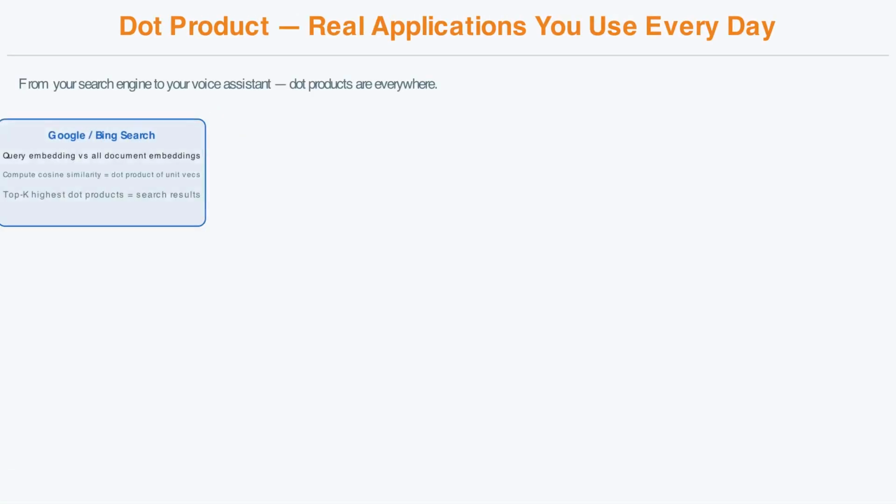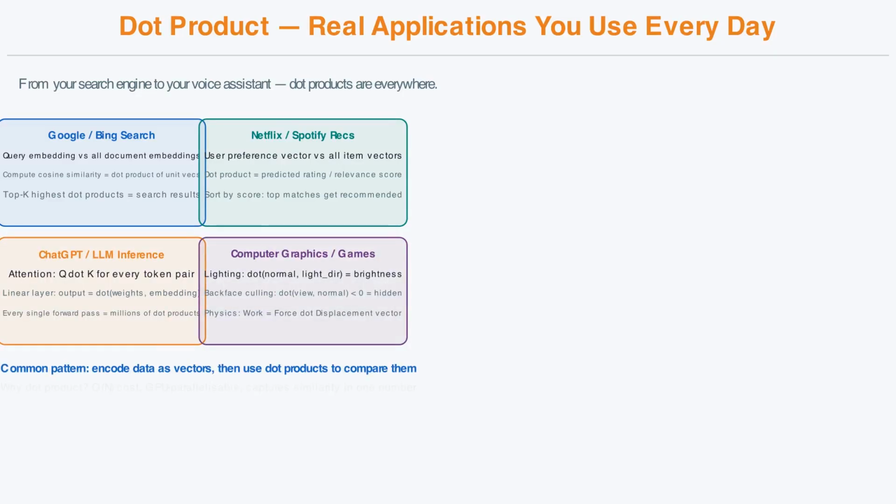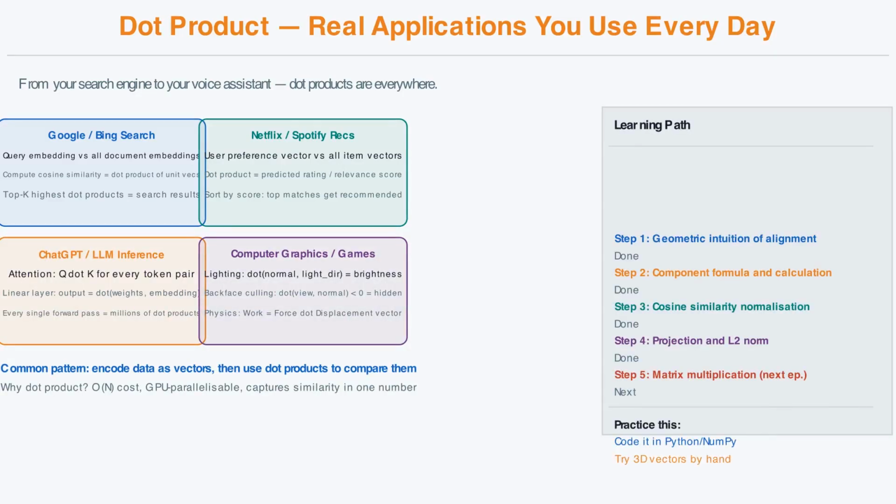Let us zoom out and see how the dot product connects to the AI systems you interact with every day. Every major search engine converts your text query into a dense embedding vector using a language model. The entire database of documents has also been converted to vectors. The system then computes the dot product, or equivalently, cosine similarity, between your query vector and every document vector. The documents with the highest similarity scores rise to the top. This is called dense retrieval, and it has largely replaced older keyword matching approaches.